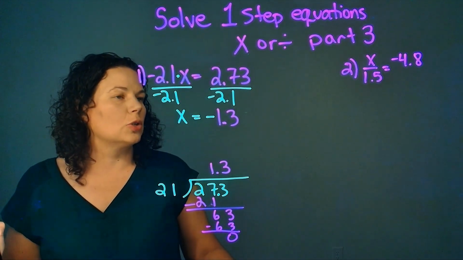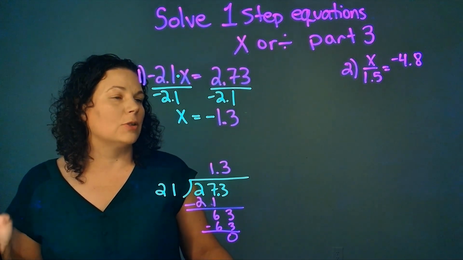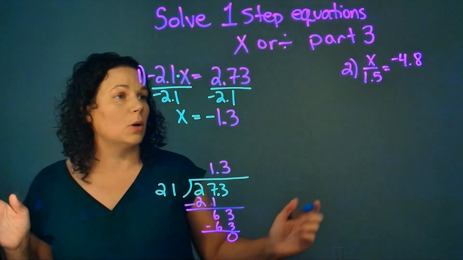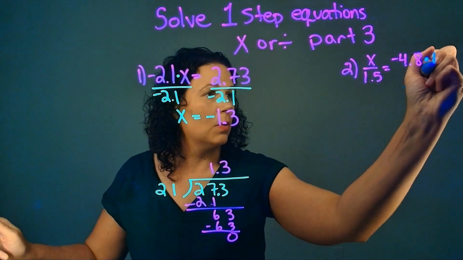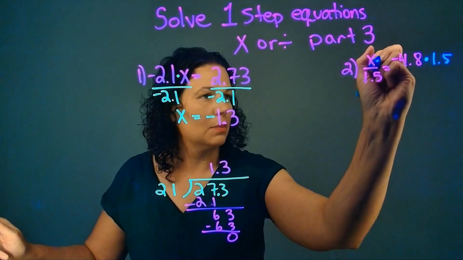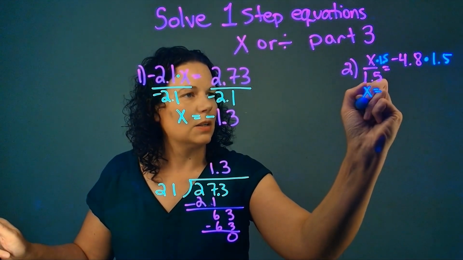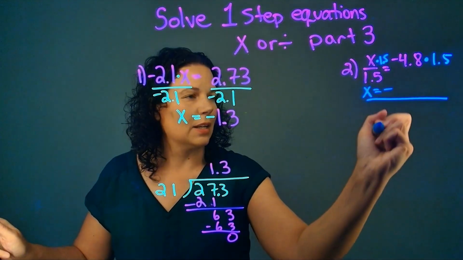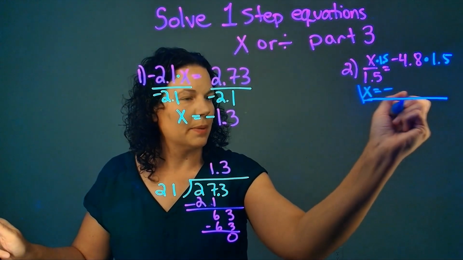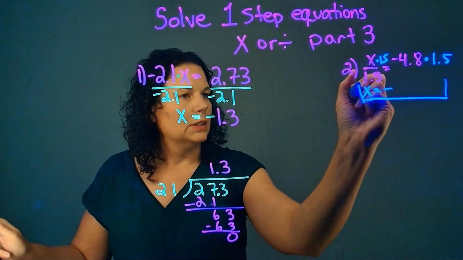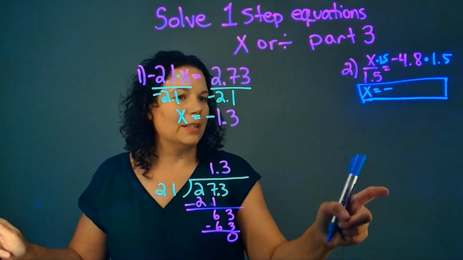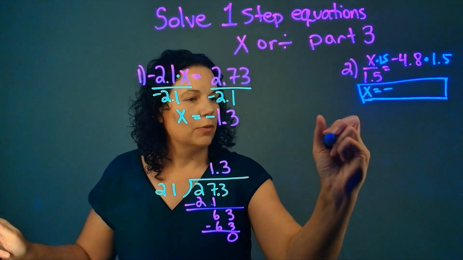Okay, number 2, x divided by 1.5. To undo divide, we're going to multiply. So I multiply this side by 1.5. I'm also going to do it on this side. I'm just running out of space. I wrote it too small. So I've got x on this side equals, I know it's a negative. I can go ahead and start my box for my answer. We're going to come down here to get the answer.